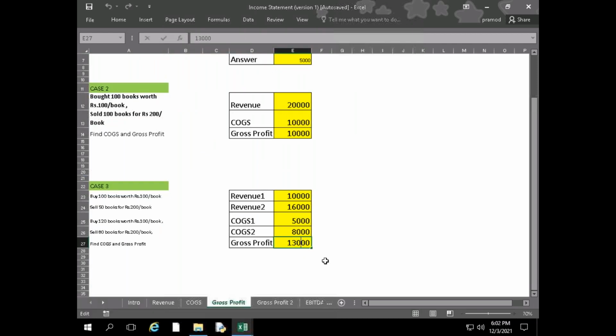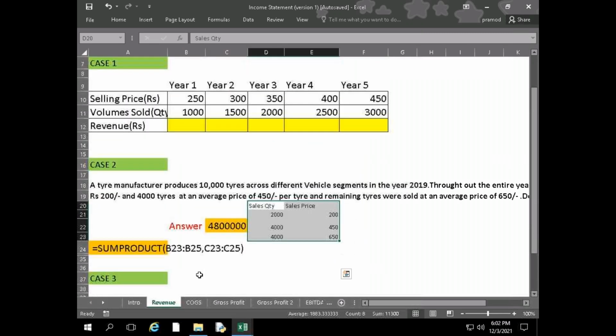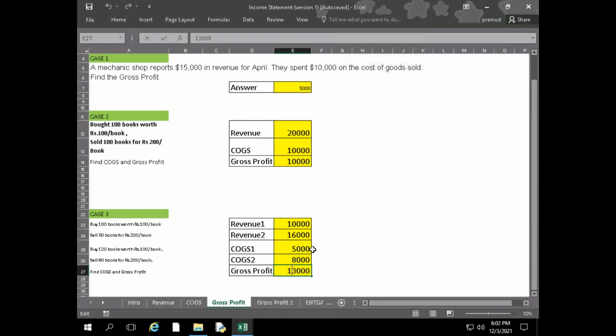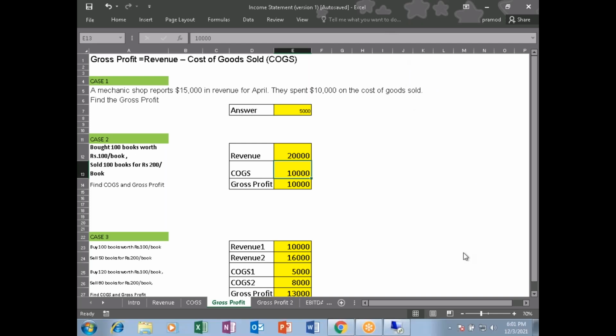Sir, we have taken purchase quantity into bought price in the gross profit second case. Okay, here what we did is, in case 2, revenue is 20,000, no, sir. Bought 100 books in the second case. Hold it, it's breaking.